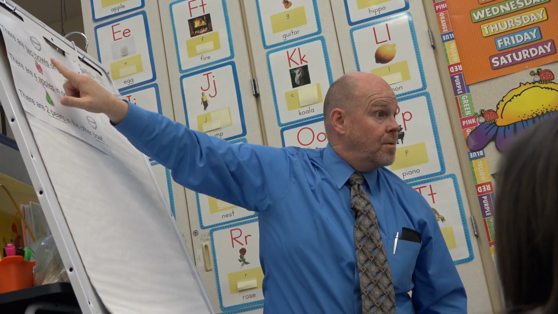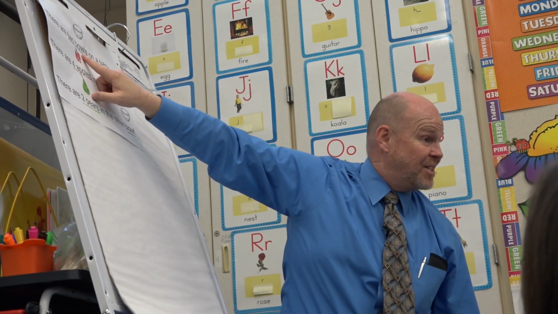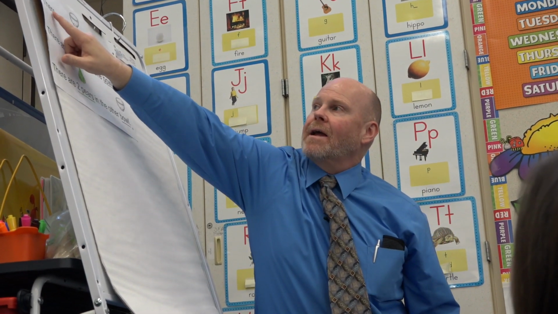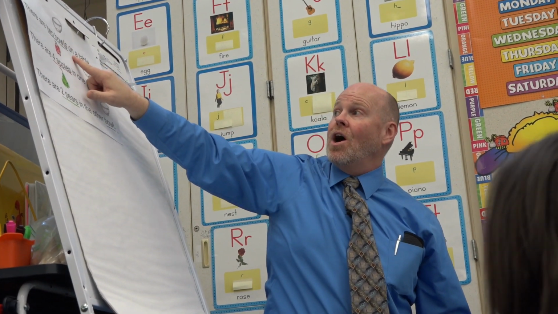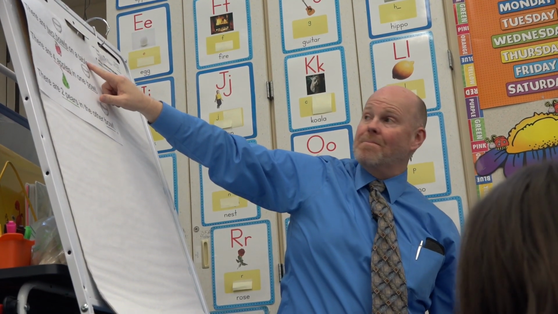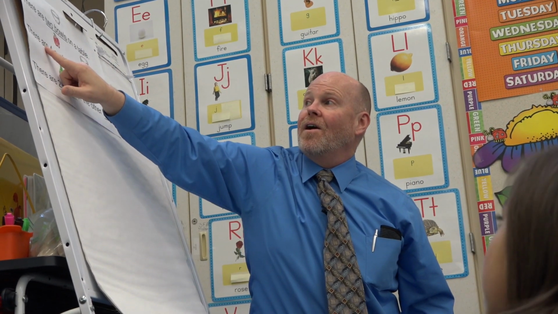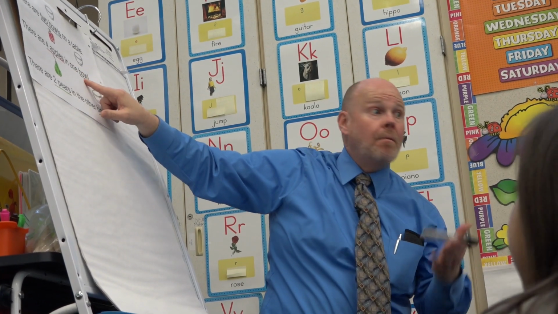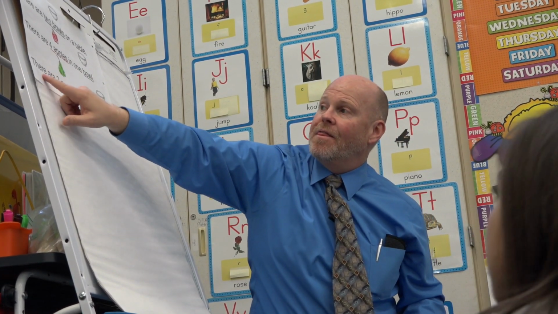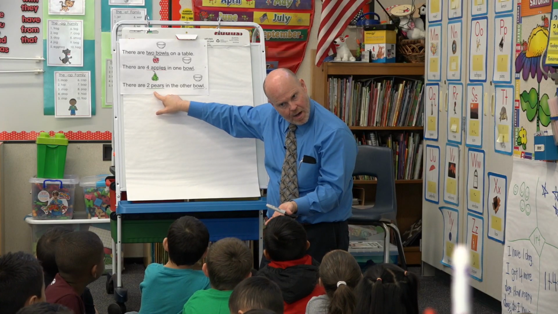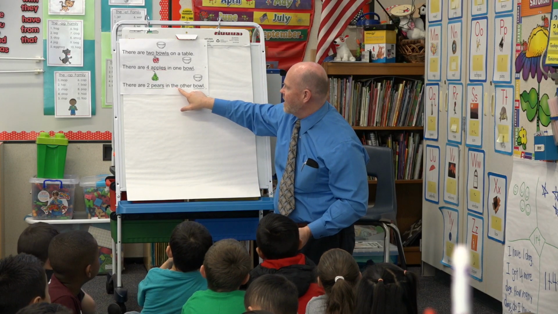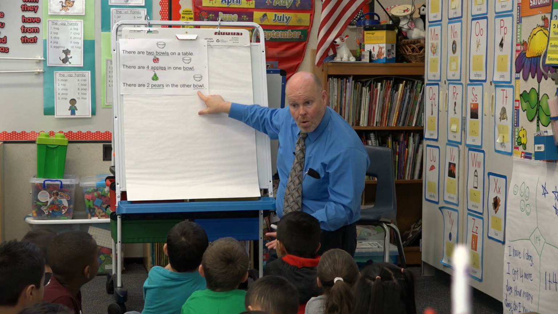There are, what's this? 2 bowls. 2 bowls. Let's go back. There are 2 bowls on a table. There are 4 apples in 1 bowl. There are 2 pears. 2 pears. Good. In the other bowl.